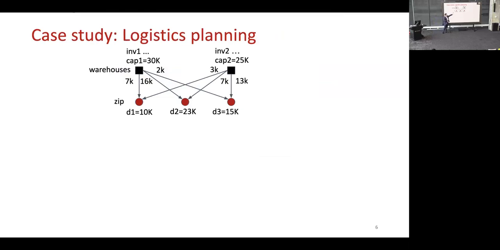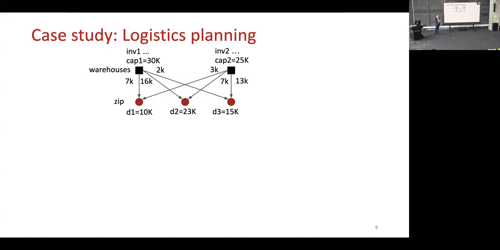Very simple case. You have zip codes. Each one of these zip codes has a demand. They're going to make a certain amount of orders. And you have warehouses, and you actually have your own fleet. You have your own trucks that will deliver from these warehouses to the customer, all right? And each warehouse has a certain mechanical capacity. It has a certain inventory snapshot of the different products that the customer might order.